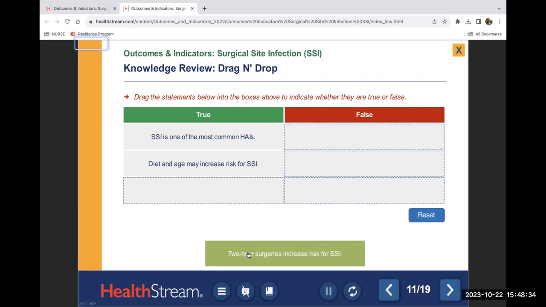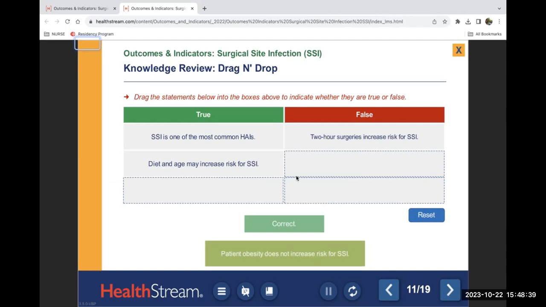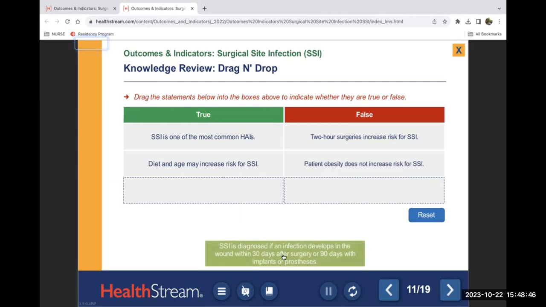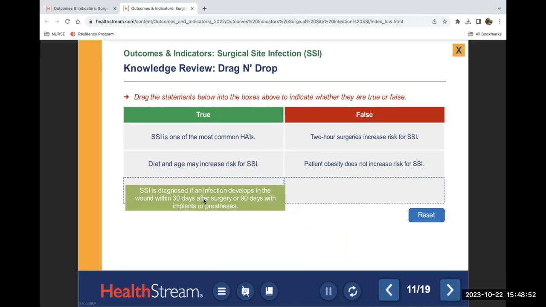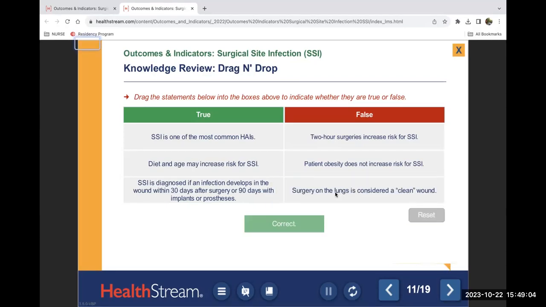Yes. 2-hour surgeries increase risk for SSI. No, should be greater than 3 hours. Patient obesity does not increase. False, it increases. SSI is diagnosed if an infection develops in the wound within 30 days after surgery, 90 days with implants or prosthesis. Yeah, surgery on the lungs is considered a clean wound. No, it's Class 4 wound. All right.